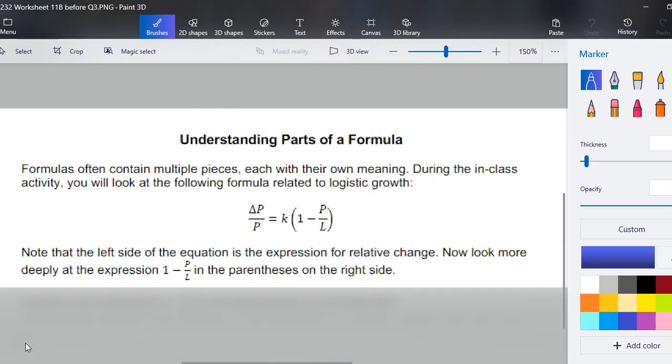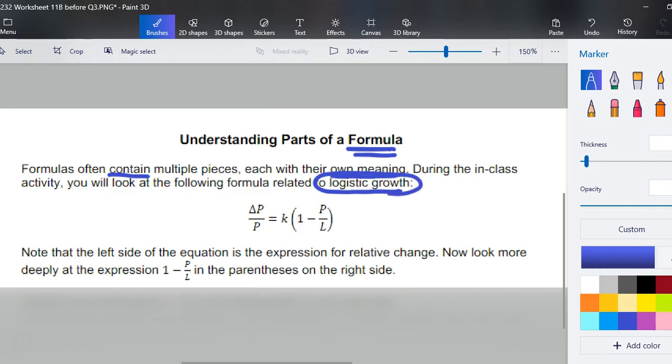Additional parts of this lesson to help you with the lesson in your 1332 class include understanding parts of a formula. Sometimes formulas can look pretty scary. We want to make them very calm and familiar and okay in this 0232 class. Formulas do often contain multiple pieces, but they each have their own meaning and they're not really scary. They're really very doable.